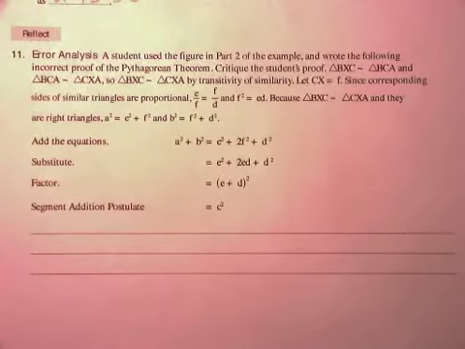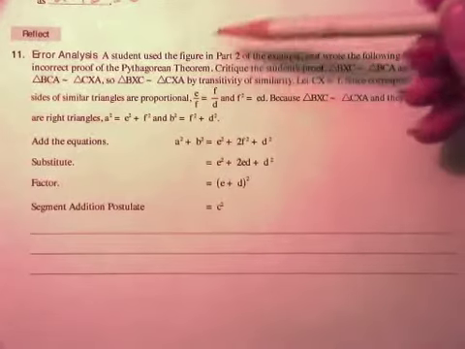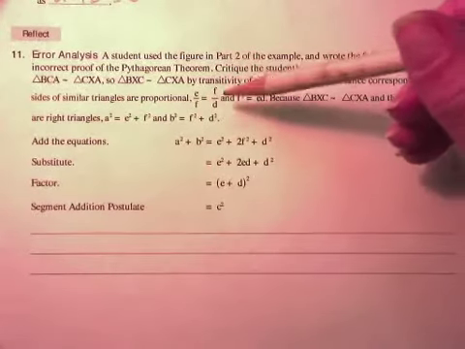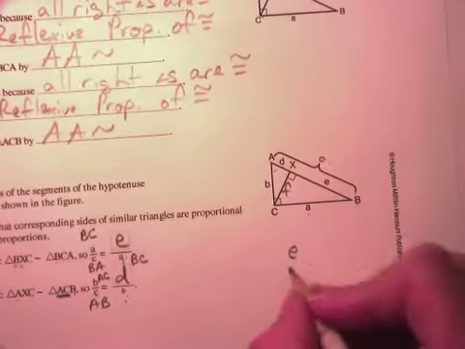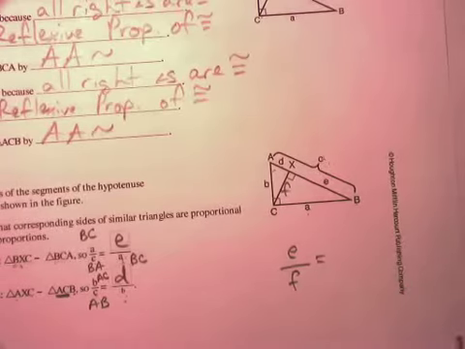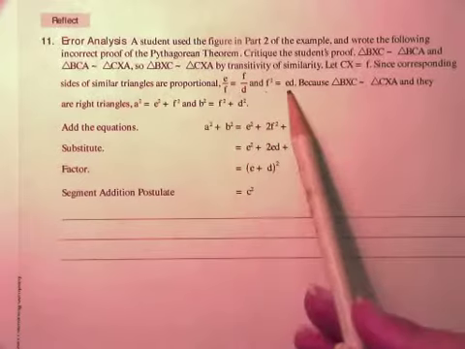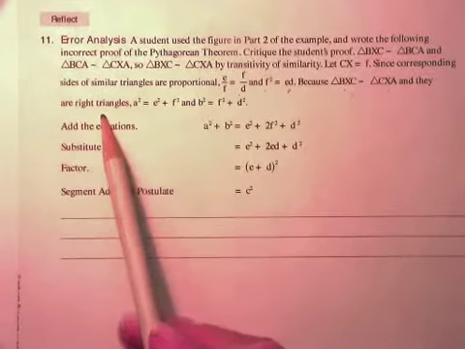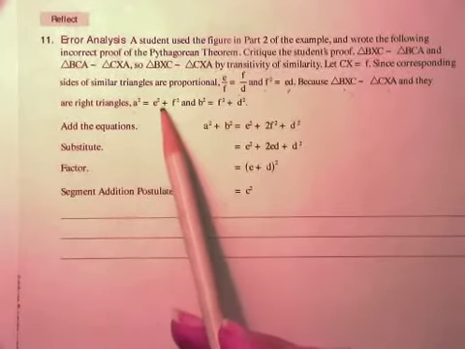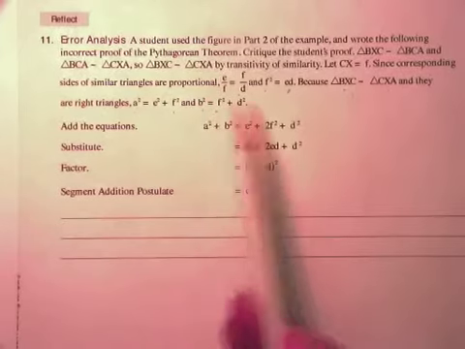A student used the figure in part 2 and wrote the following incorrect proof. So let's see what they did wrong. They used that CX was F, and they have E over F. So this makes sense, and then they cross-multiplied, and since the triangles are similar, they are right triangles, and that means A squared equals E squared plus F squared, and B squared equals F squared plus D squared.